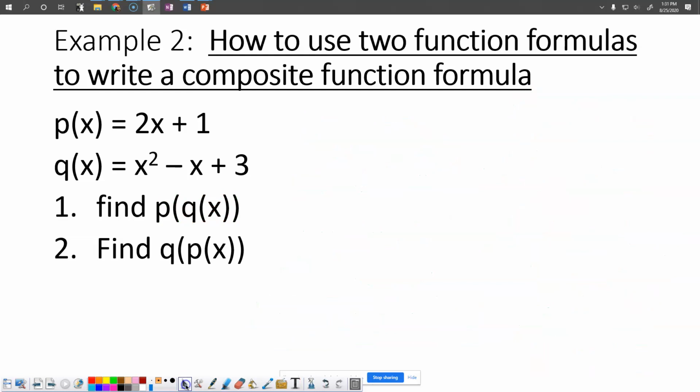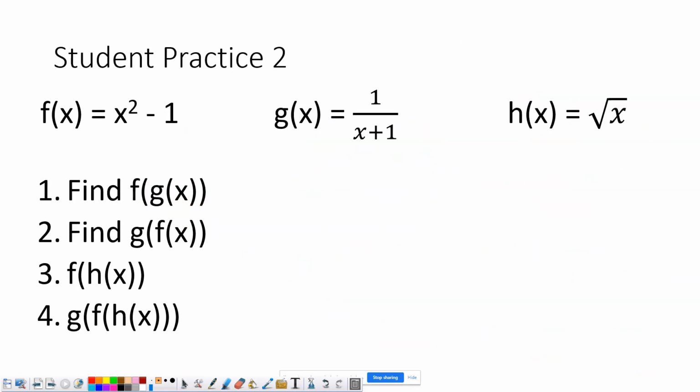So let's go ahead and throw some of these at you guys here. Now, I've given you guys 3 functions, so I'm making you think a little bit more here. For number 1, you're doing f of g of x. For number 2, you're doing g of f of x. So you can completely ignore h for the first 2 problems. Those are kind of our basic ones.